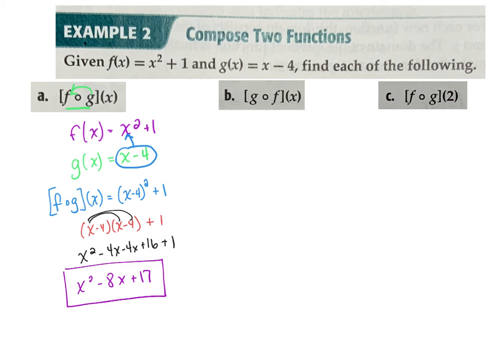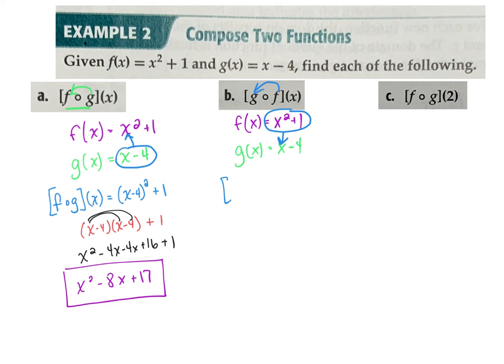Now the next one they want is g of f. They want us to do g of f. So if we took those same functions, my f is x squared plus 1, my g is x minus 4. Now they want us to put f into g. So we're going to take our f and we're going to plug that into g wherever there's an x.